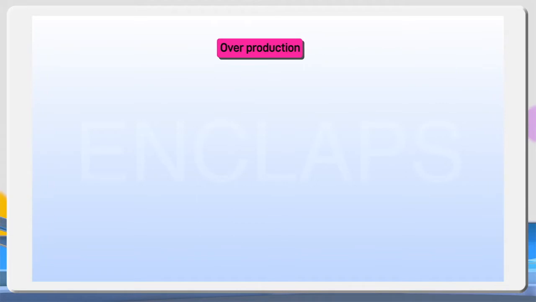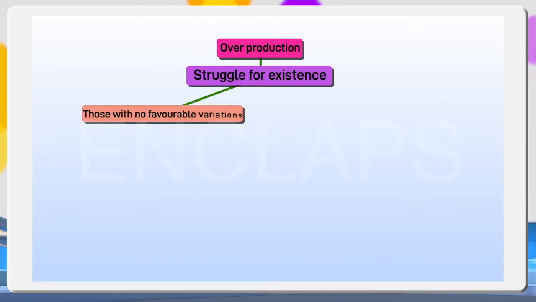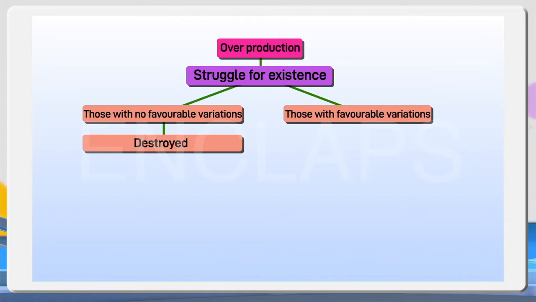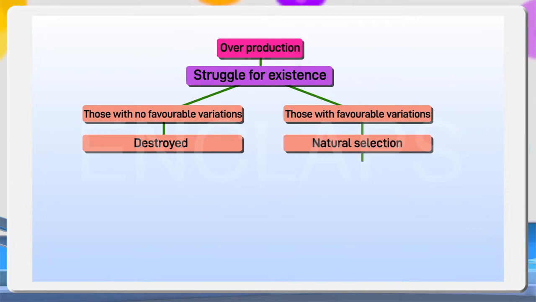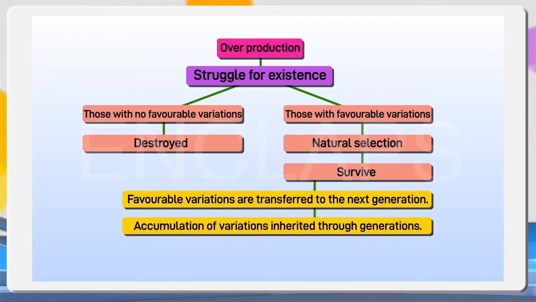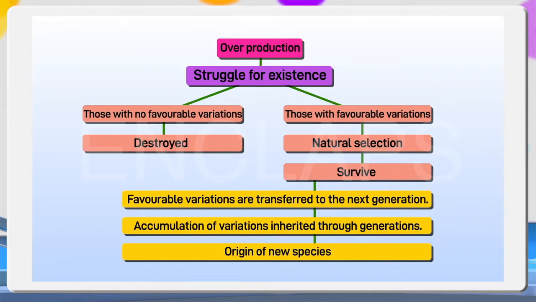Organisms with variations, overproduction, struggle for existence, those with no favorable variations, and those with favorable variations. Those with non-favorable variations were destroyed, whereas those with favorable variations went through natural selection. They survived. Favorable variations are transferred to the next generation. Accumulation of variations inherited through generations led to the origin of new species.